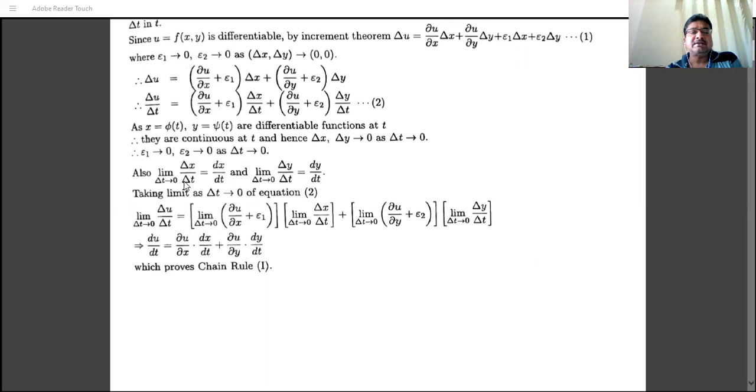Then, taking the limit as delta t tends to 0 of equation 2, from the previous result, delta x by delta t as delta t tends to 0 is dx by dt.